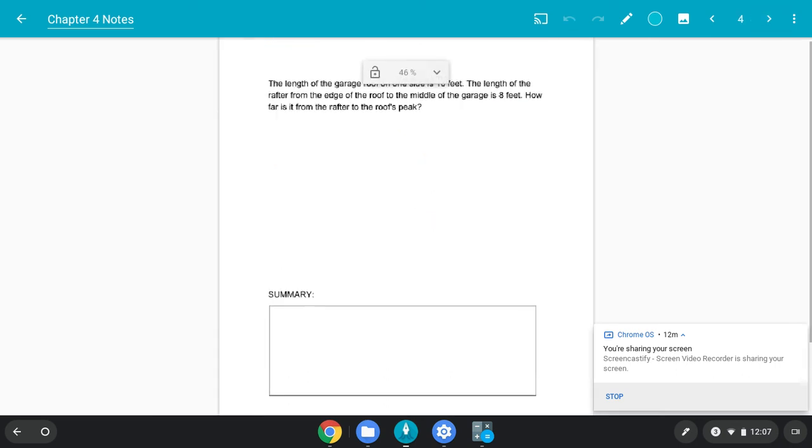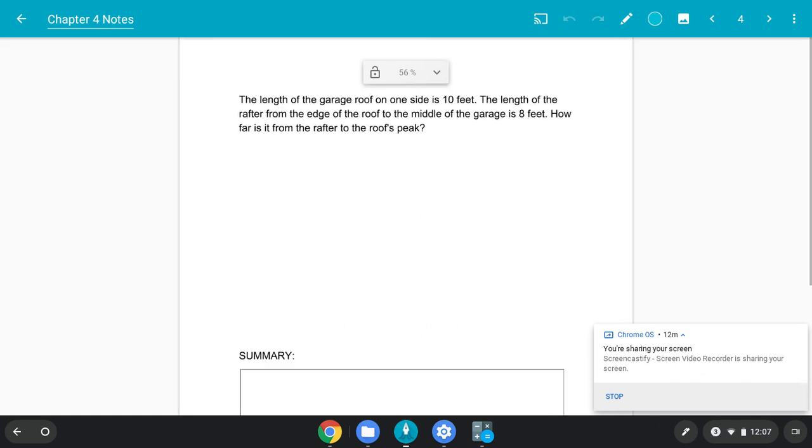All right, last one. So the length of the garage roof on one side is 10 feet. So I'm going to draw a garage. Same as the building. That's all right. The length of the garage roof on one side is 10 feet. So what they're talking about here is this is 10. The length of the rafter, so if you've ever been inside a garage, there's those wooden planks that go down the back of the garage like that when you look up.